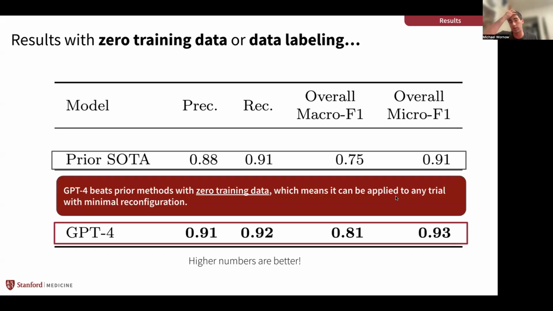And so the key insight here is, not only are these large language models comparable or even better out of the box on this task, but they did it without any training data, right? Which means it can be reapplied to any trial with minimal reconfiguration. And so that's what got us really excited since, like I mentioned before, the focus of my PhD has really been on how do we get these systems into production and deployment.